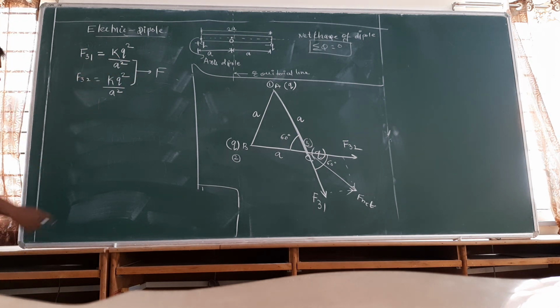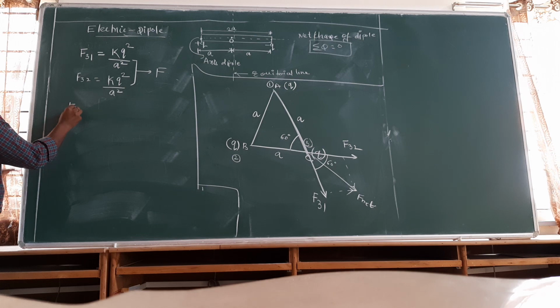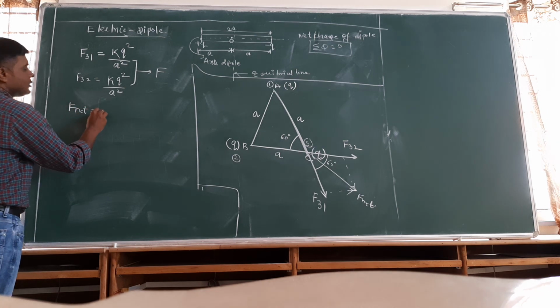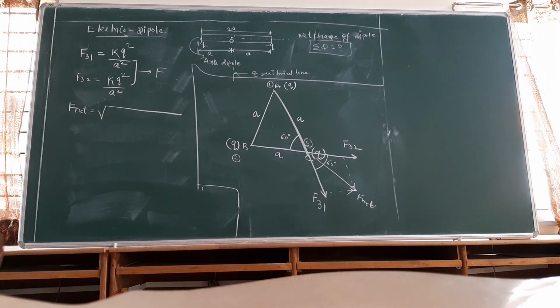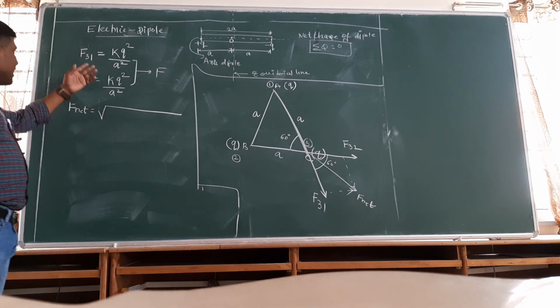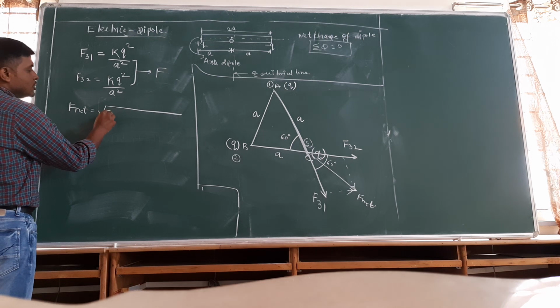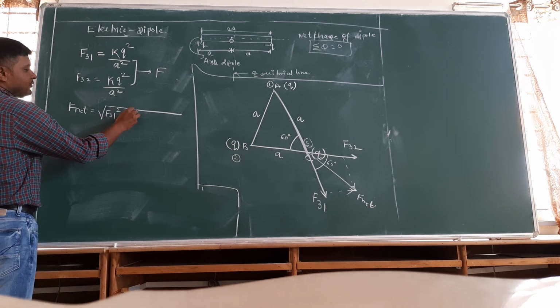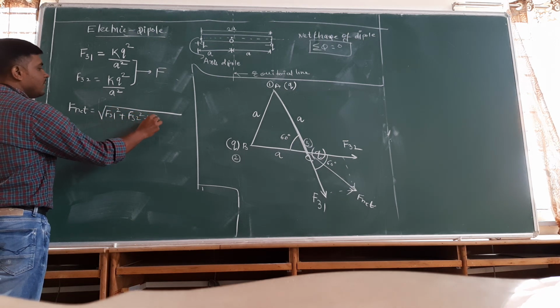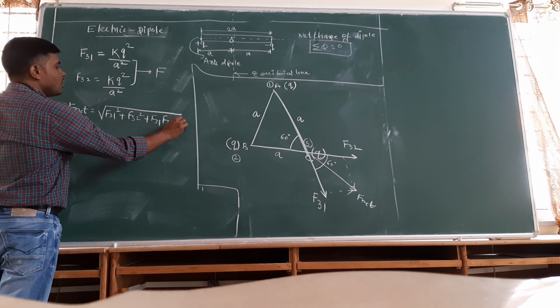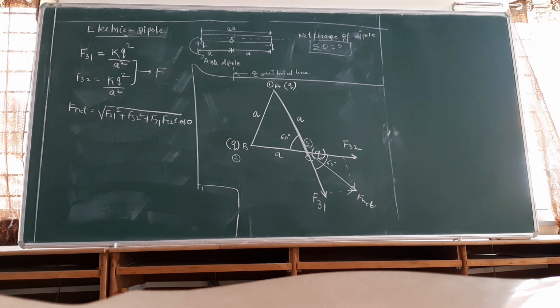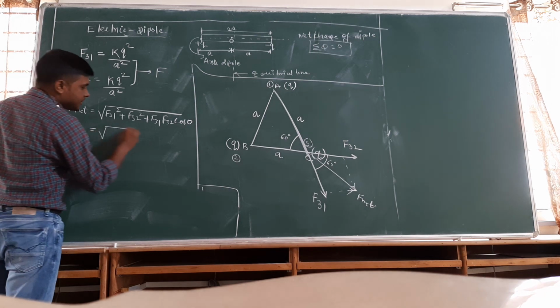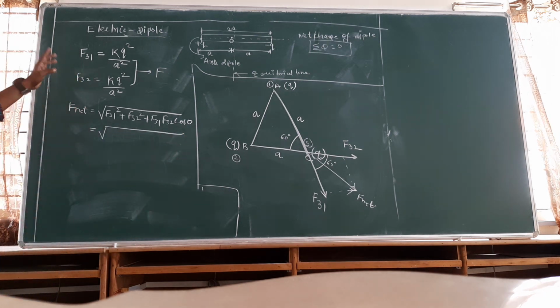So let's see, what is the net force? F net will be equal to the square root of A square plus B square plus 2AB cos theta. What is the value of A? Let's say F31. So F31 square plus F32 square plus 2 F31 F32 cos theta. Do we have all these values? Yes, we have all these values. We'll substitute them. What is the value of F31 we have?